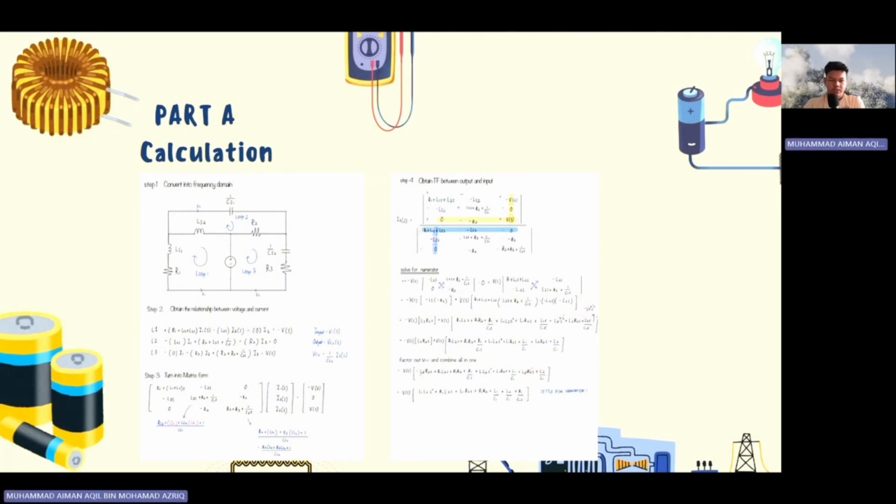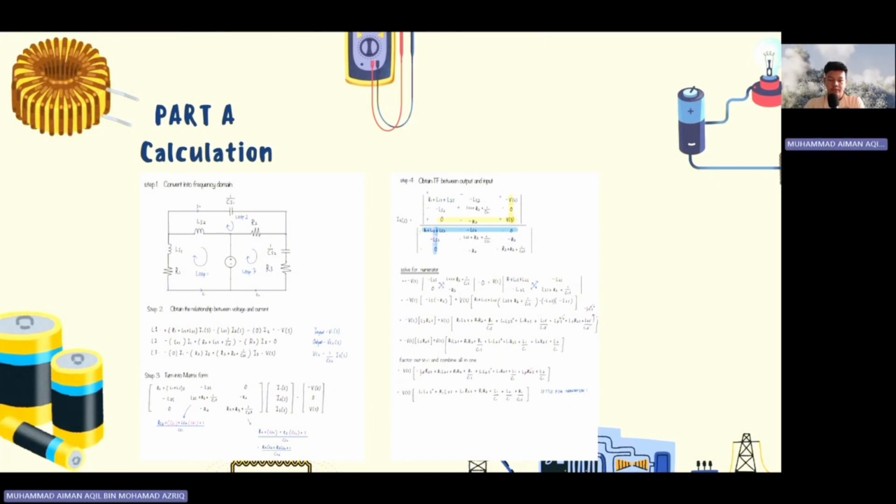From these equations, we organize them into a 3 by 3 impedance matrix. As you can see, the main diagonal of the matrix represents the total impedance in each loop. The negative terms around it represent the shared components between the loops, such as inductor L2 and resistor R2.